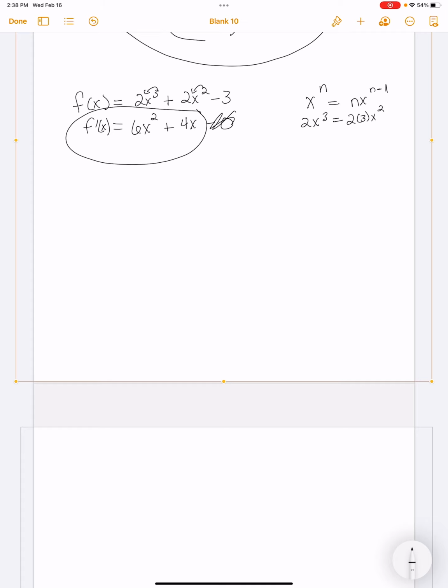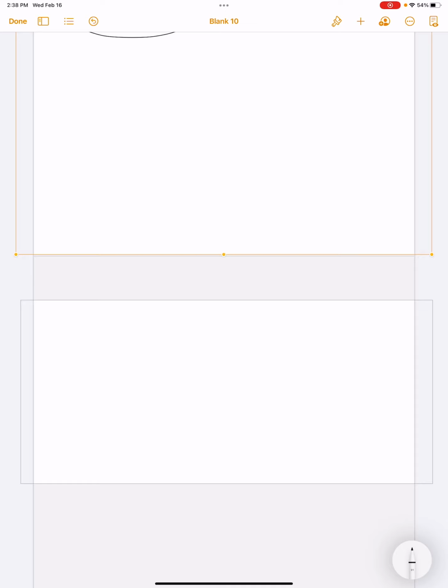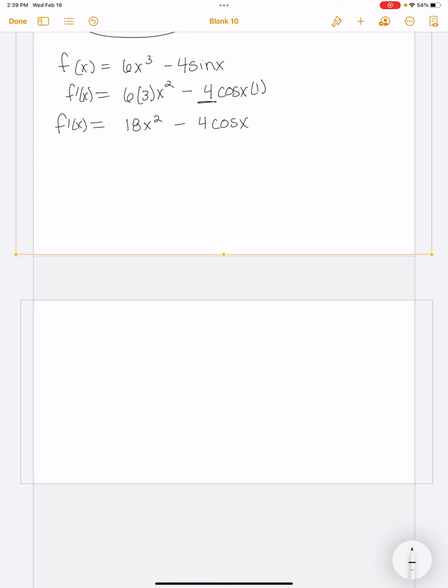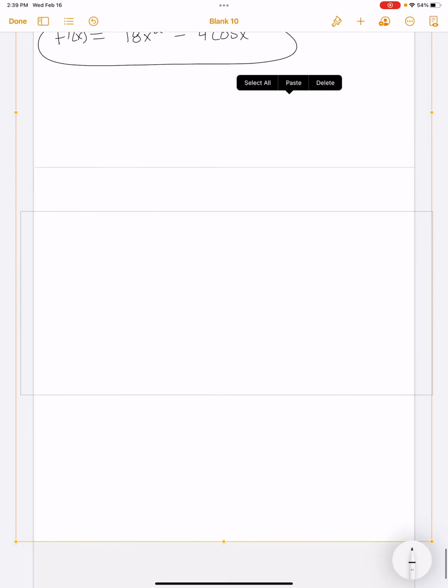All right, so that's your derivative, and you don't need that last part. Now, what if we have this? f of x equals 6x cubed minus 4 sine x. Well, f prime of x is going to be 6 times 3 x squared minus, well, 4 is just a multiplier. The derivative of sine is cosine of x. And then we would also take the derivative of the angle, but x is just 1. So then let's make this pretty: 18x squared minus 4 cosine x. That's your derivative.